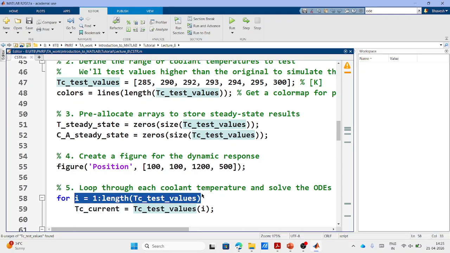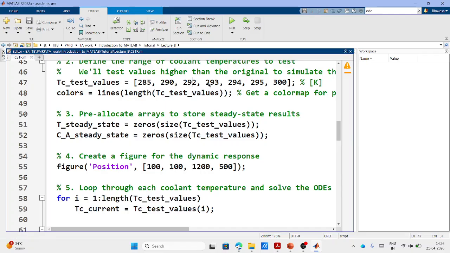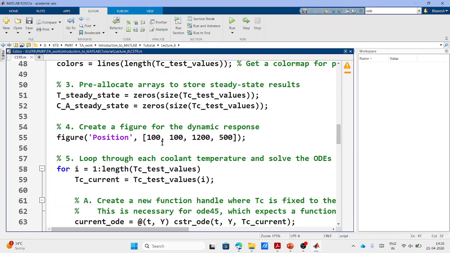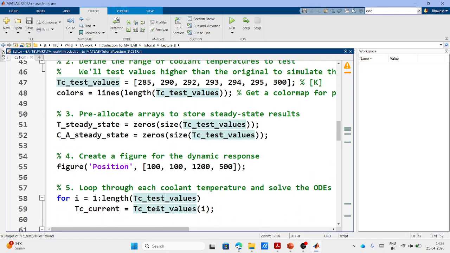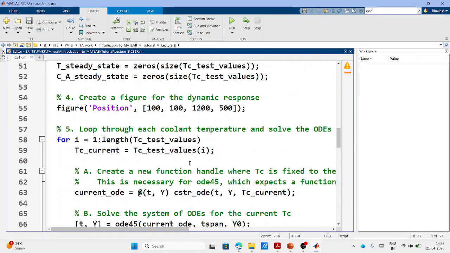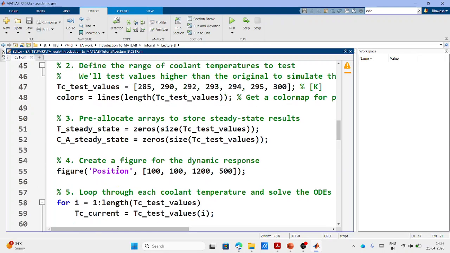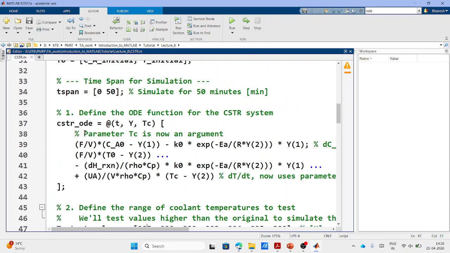So I am going over the length of Tc value. This is my for loop which works on the I and goes to the maximum component. So 1, 2, 3, 4, 5, 6, and 7 value it will go. Right? Here, Tc current value will be Tc test value of I. So I is equal to 1. So first value will be at 285. Okay. Now for this 285, I have to update my ordinary differential equation.